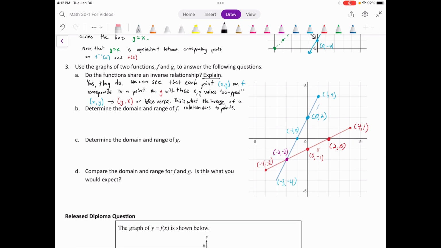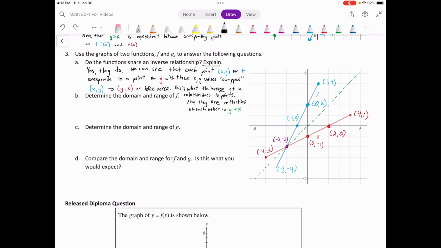We could also add here, they did not leave myself enough room here. They are reflections of each other in the line y equals x, right? If I draw in the line y equals x, which is just everywhere where the y value is the same as the x value, notice they are reflections of each other, right? Pick a point. It has an equidistant point on the other side of that line y equals x. It's been reflected across that line. Okay, now it wants us to determine the domain and range of f.